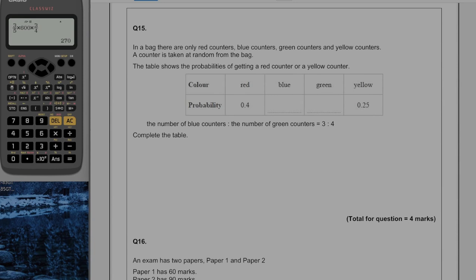Right, question 15. In a bag, there are only red counters, blue counters, green counters, and yellow counters only. So we've got 4 types of counters. A counter is taken at random from the bag. The table shows the probability of getting a red counter or a yellow counter. The number of blue counters to the number of red counters is 3 to 4. Complete the table.